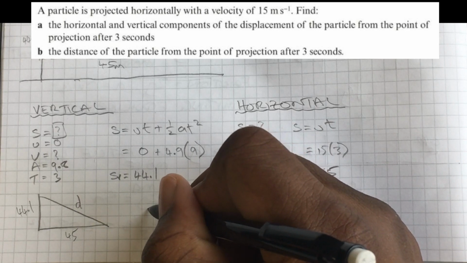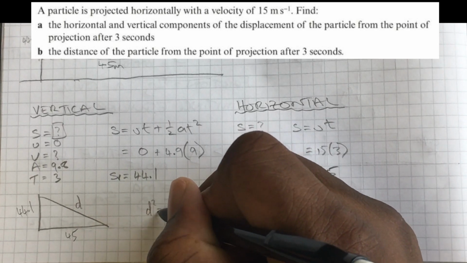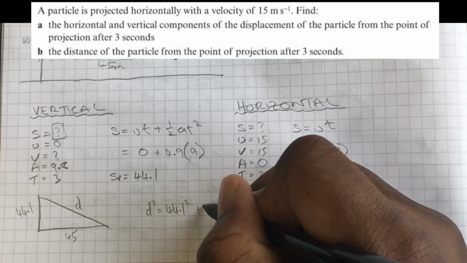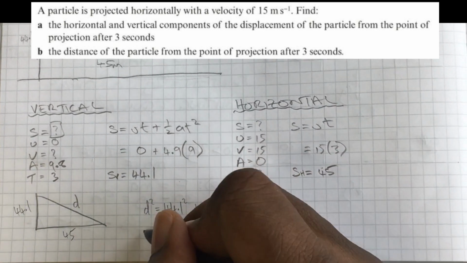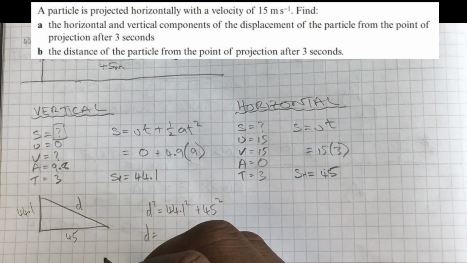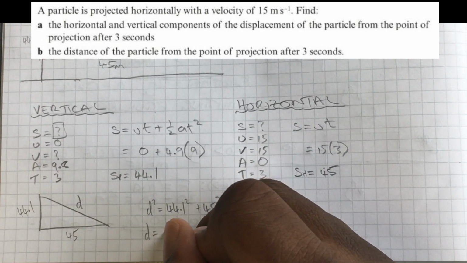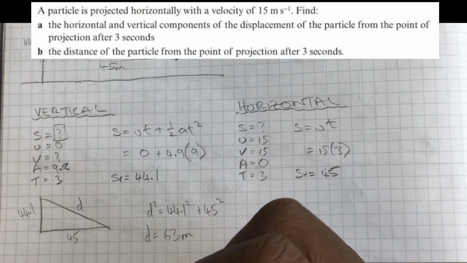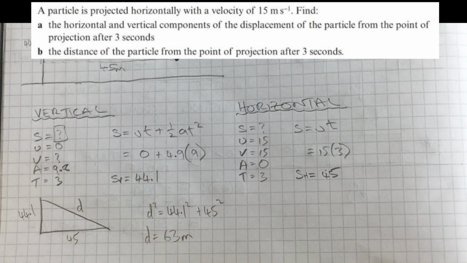I can label them on this triangle, and we're looking for the hypotenuse. So straight away, we should know we're going to use Pythagoras. D squared equals 44.1 and 45 squared, added together. Into your calculator, a couple of steps, we should be able to get that the distance is 63 meters to the nearest whole number.